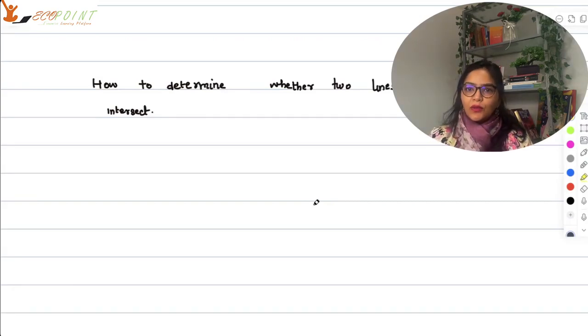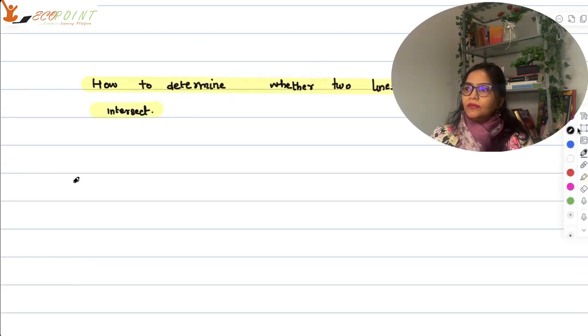Continuing the series on vectors that we were working on, today I want to discuss with you, with the help of a question, how to determine whether two lines intersect. We were talking about lines in Rn, remember? So, how to determine whether two lines intersect.